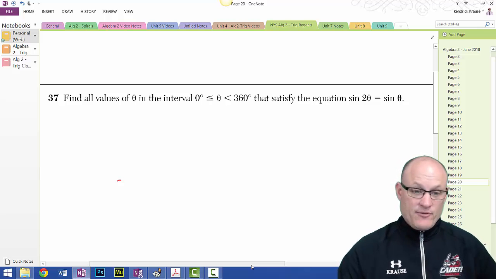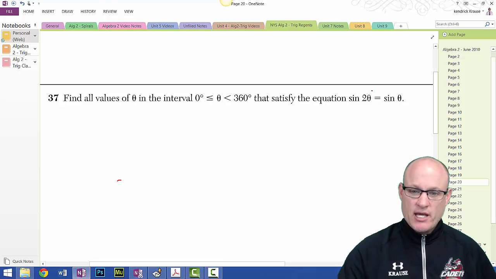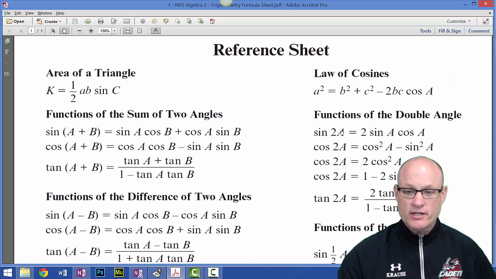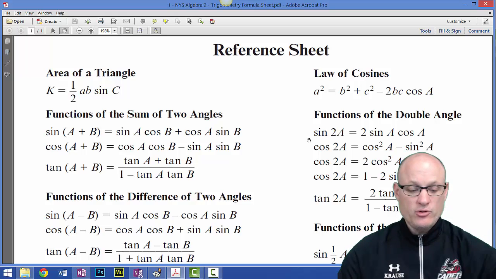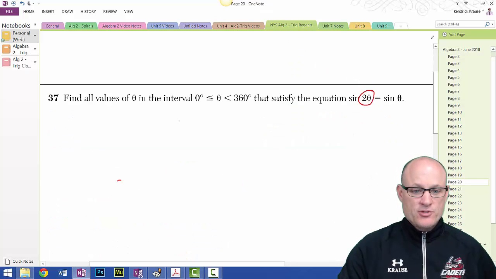All right, now, if you've watched some of my other videos, you will find out that I go crazy when kids cannot figure out that when you see a double angle, you have to go to your formula sheet. Now, the cool thing about sine is there's only one double angle formula. It's right here. See my hand? Sine 2a is equal to 2 sine a cosine a. You have to replace that. 2 sine a, we're going to use theta, times cosine theta equals sine theta.